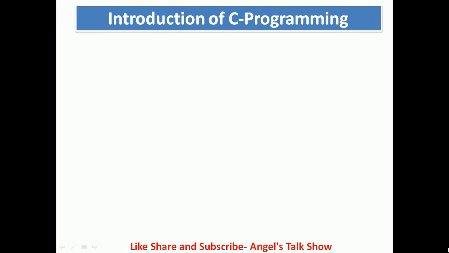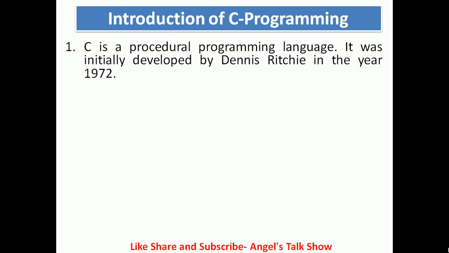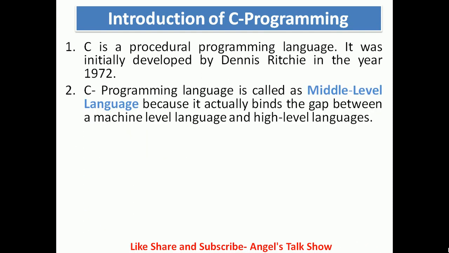Now, in this slide, we will discuss the introduction of C programming. Friends, C is a procedural programming language. It was initially developed by Dennis Ritchie in the year 1972. C programming language is called a middle level language because it actually bridges the gap between machine level language and high level language.